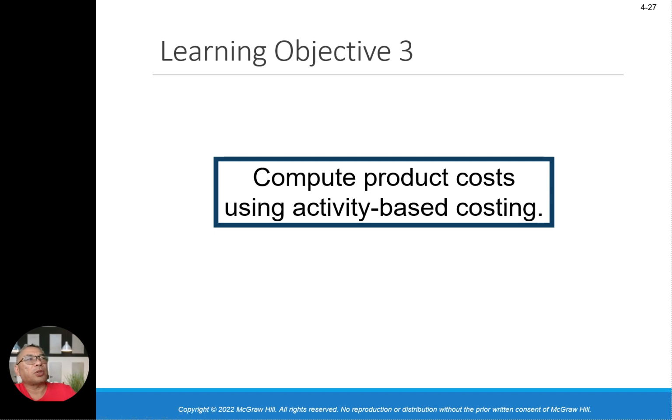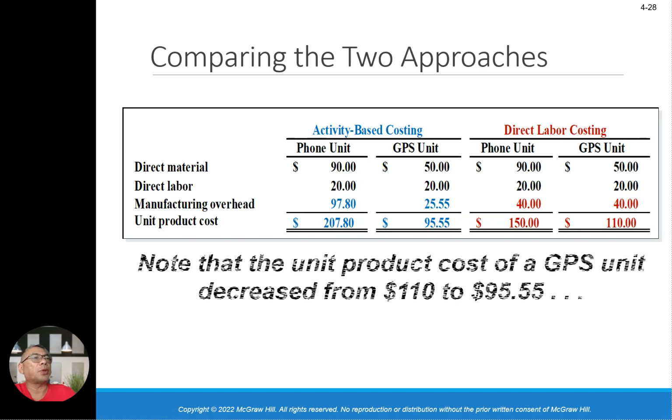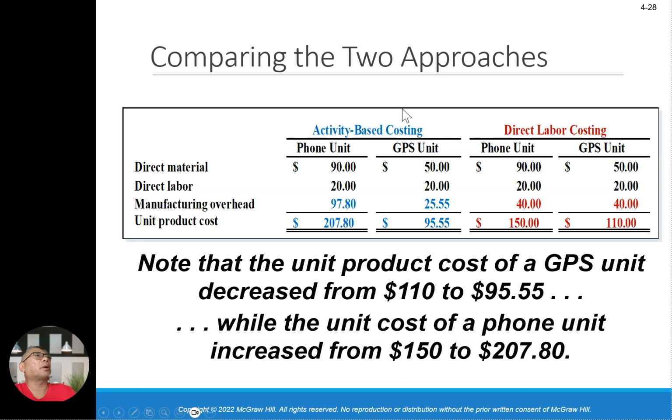Alright, let's look at objective number 3: compute product cost using activity-based costing. Once you do that, look at the direct labor. This is the activity base for the phone. You have the overhead, phone unit product cost, and GPS unit here. The direct labor costing will be here. Note that this is the activity-based costing, and this is the direct labor.